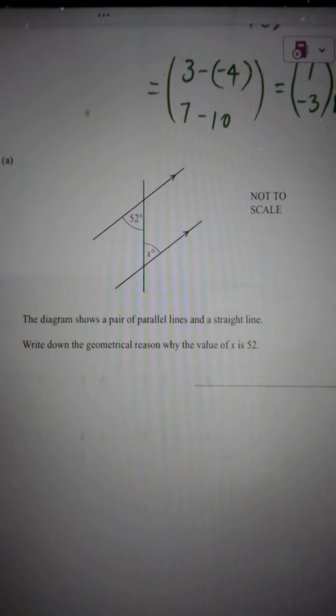Here we can see that one angle is 52, the x is demanded, and the arrows appearing on the lines tell us that the lines are parallel. So when the lines are parallel and the third line intersects them, the two angles, 52 and x, are alternate angles, and alternate angles are equal.